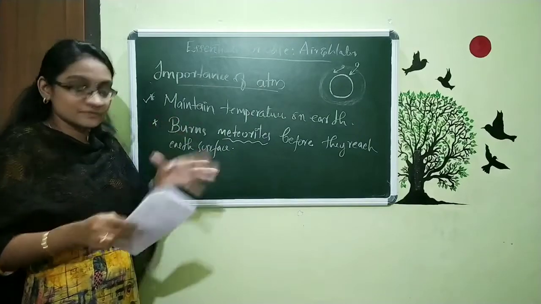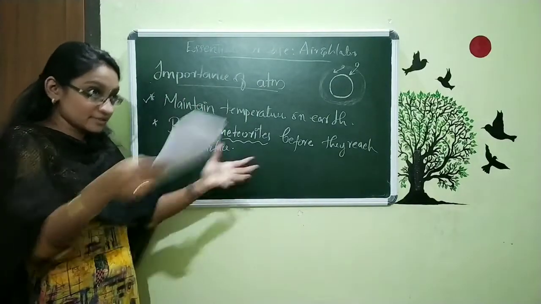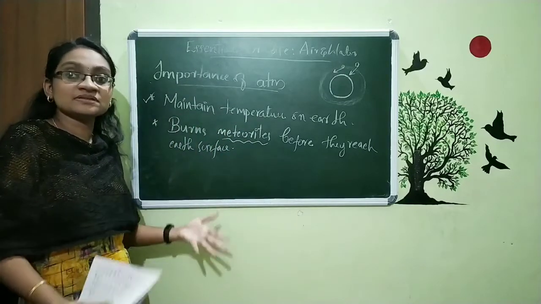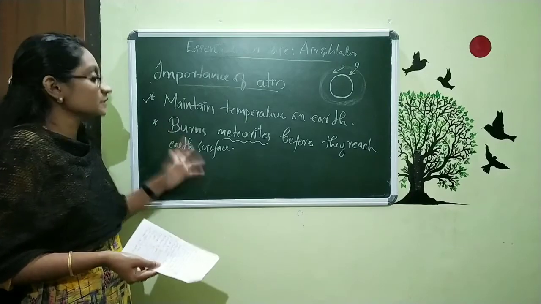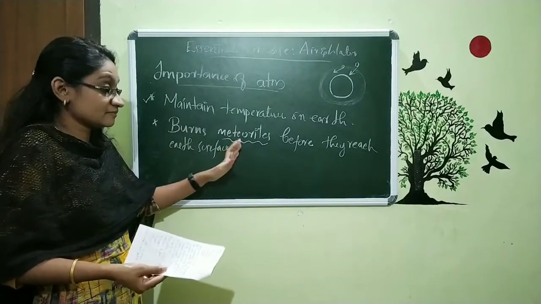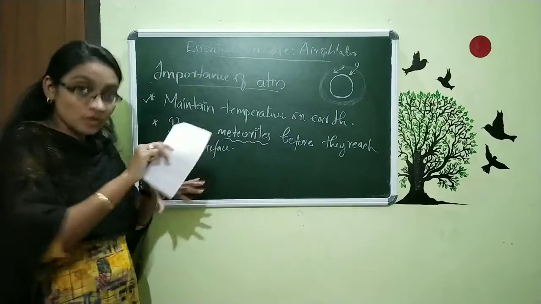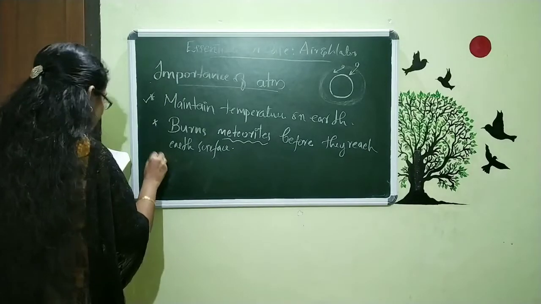Don't think that it is very small. They are very large meteoroids, very large stones coming and hitting the Earth. What happens? It will cause earthquakes. So when they burn with the help of atmosphere, those meteoroids do not reach the Earth's surface. So that's the next point, the importance of atmosphere.